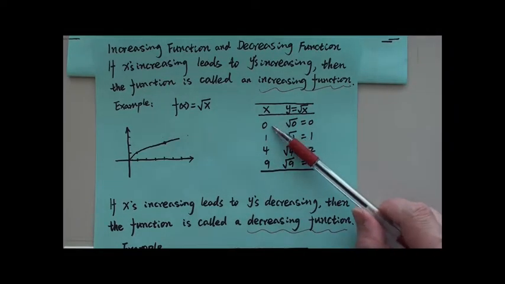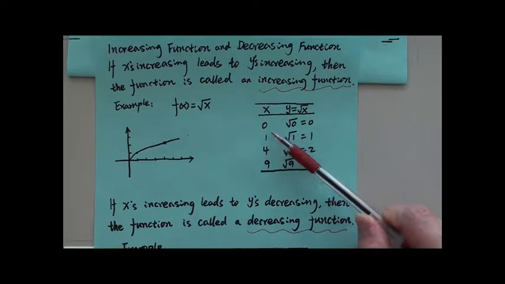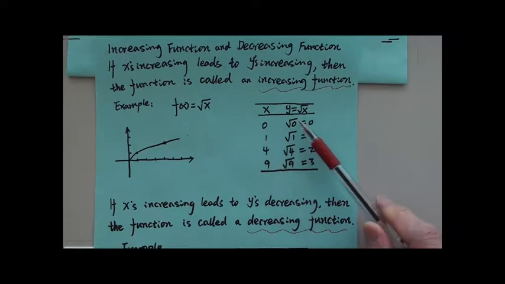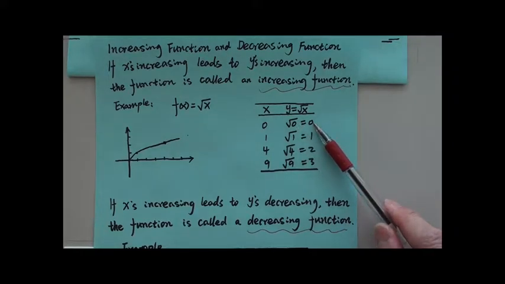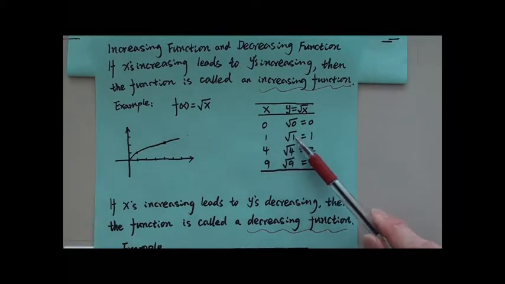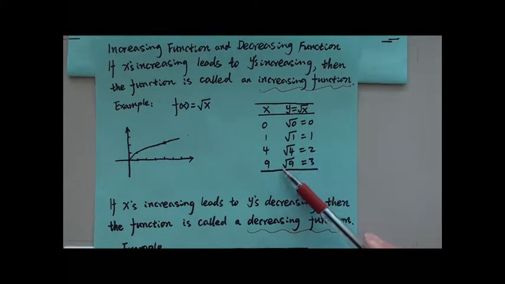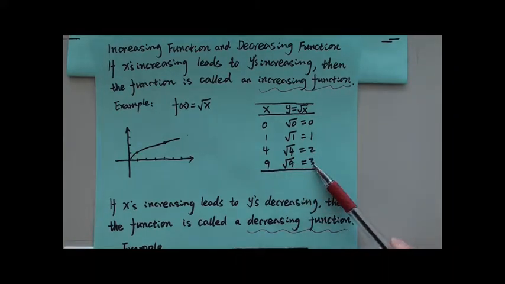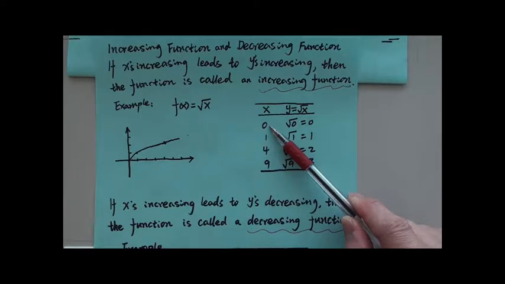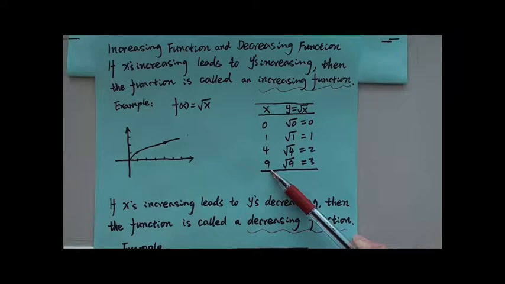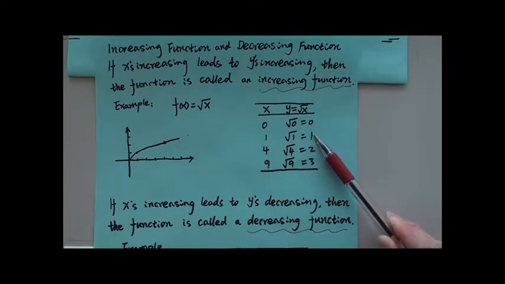You see x is increasing from 0, 1, 4, 9. When x equals 0, radical 0 is 0. X is 1, radical 1 is 1. X is 4, radical 4 is 2. Radical 9 is 3. So x goes from the smallest to the big number, and y goes from the smallest to the big number.